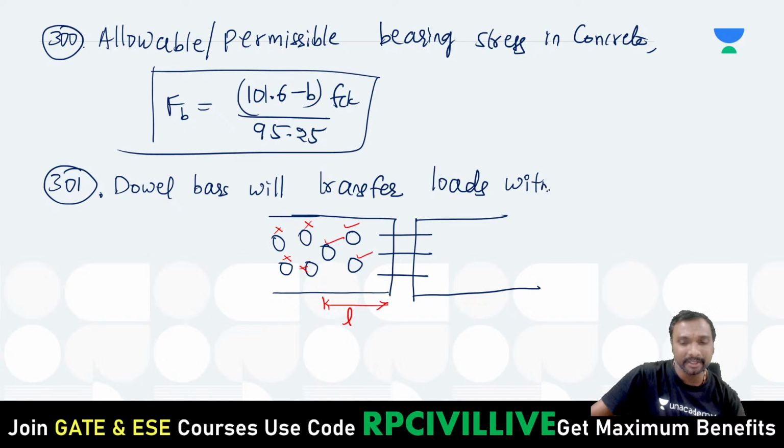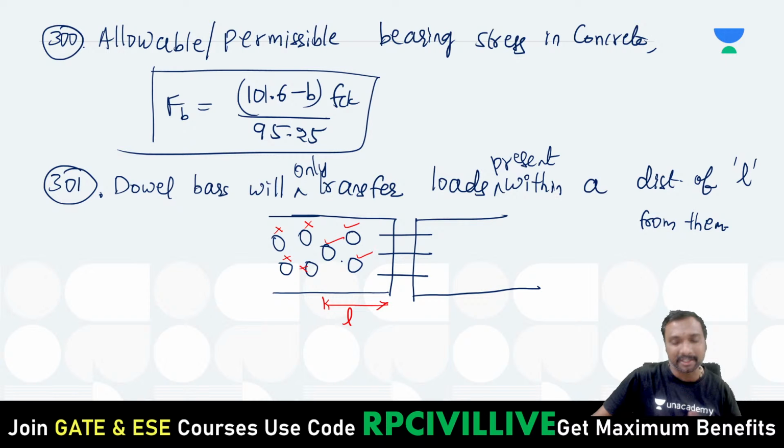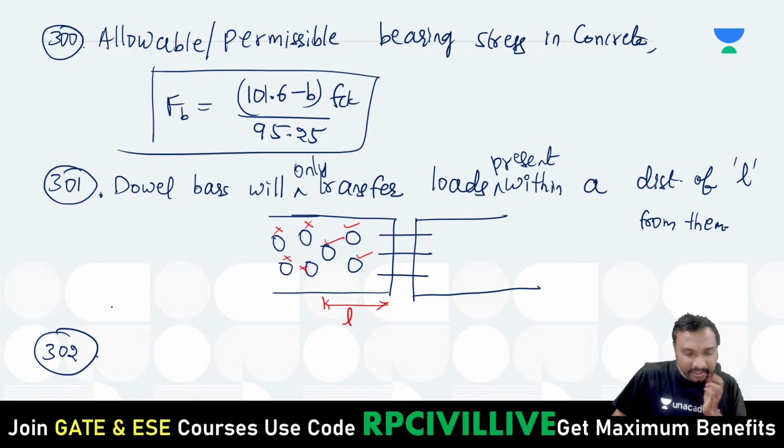within a distance of what? Dowel bars will only transfer loads present within a distance of small l from them. From these dowel bars, if the loads are present within a distance of small l, they will be transferred. If they are beyond this small l, they will not be transferred. Is that clear, everyone? So this is 302. What is the 302, you can say.